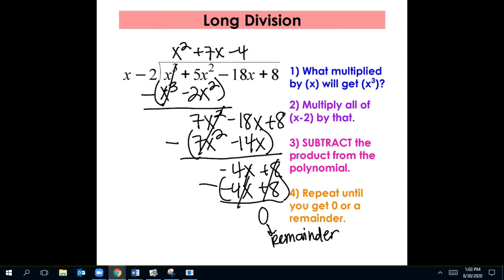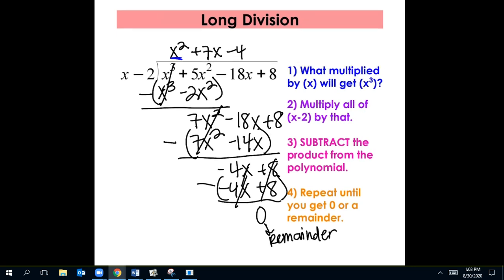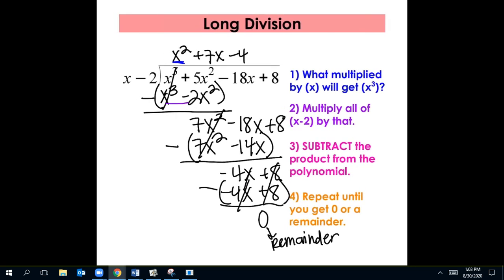So I just want to show you, this is our first step. I'm going to highlight it in blue. Then we multiplied all of x squared by that to get this. All of x minus 2 by that. Then we subtracted. Make sure you always subtract. And then we repeated until we got the final answer with a remainder of 0, or any other remainder. So if we had gotten any other number, we would have stopped there as well.